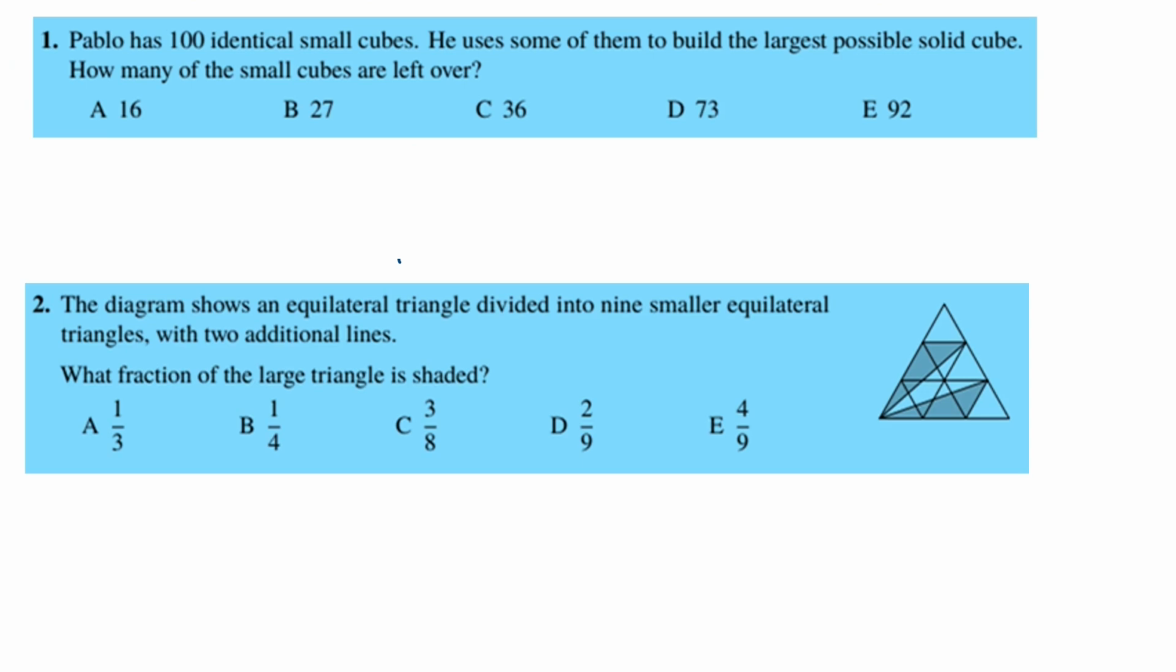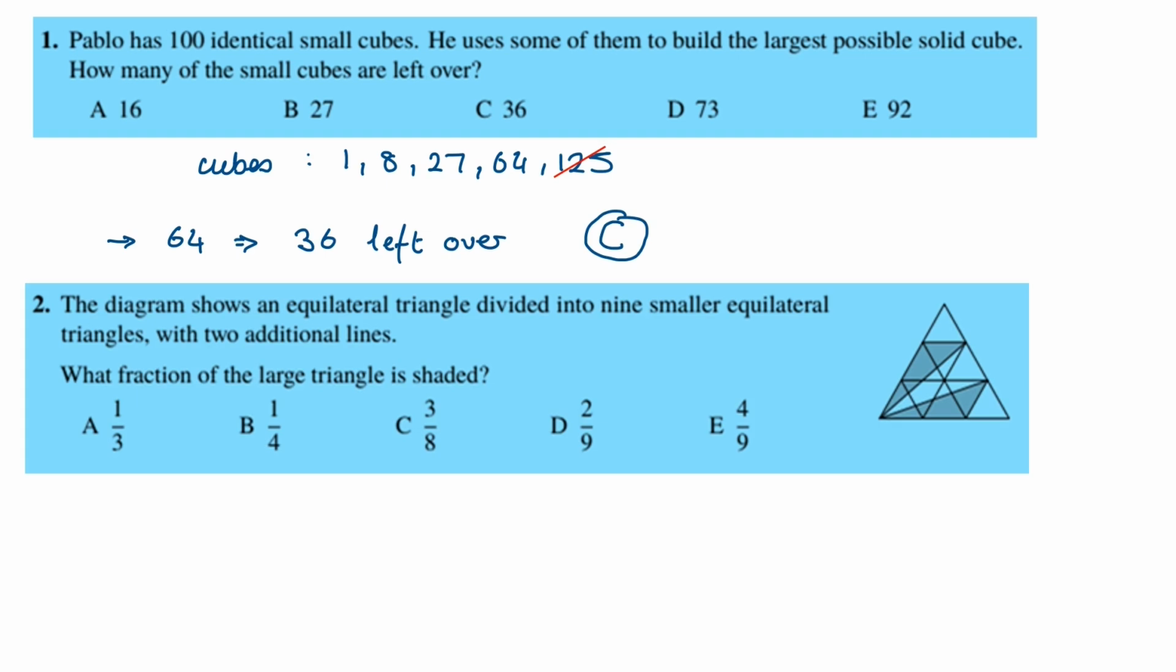I'm trying to build a cube out of 100 small cubes. So therefore the cubes themselves must be a cube number, as in the number of cubes I use. So I'm going to start by listing all the cube numbers. Then it tells me I only have 100, so I'm not going to use 125, so it's a number less than that. The biggest cube I can build is the biggest cube number, which is 64. 100 minus 64 leaves me with 36, and 36 is indeed up there, so therefore my first answer is going to be C. Not awful.